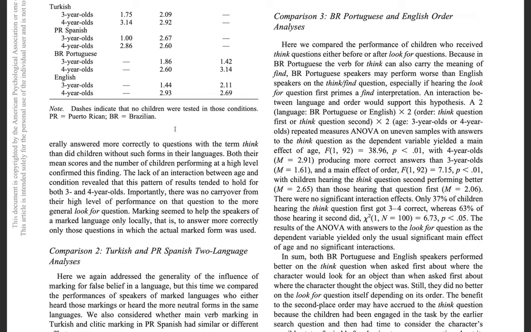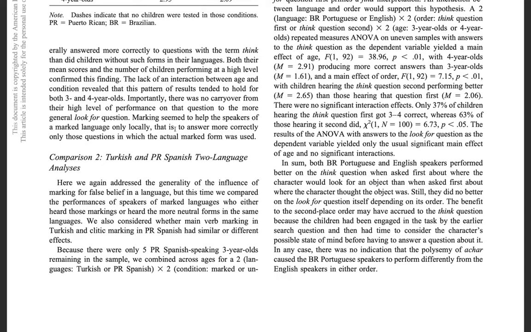And then in sum, both Brazilian, Portuguese, and English speakers perform better on the think question when asked first about where the character would look for an object than when they asked first about where the character thought the object was. Still, they did no better on the look for question itself, depending on its order. The benefit of I'm not even reading that. We're good.